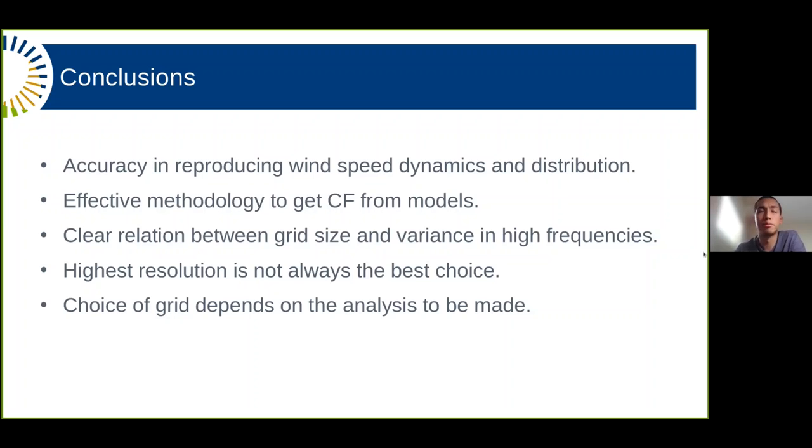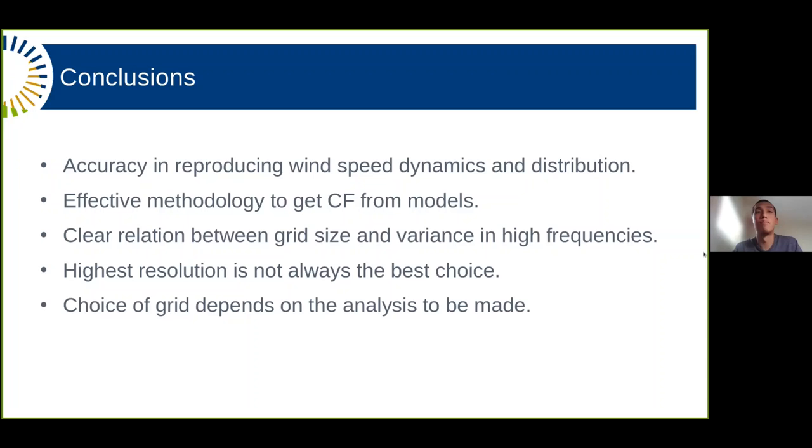So also, we get from the table that I presented with the mean absolute error and the frequency analysis, we can conclude that the highest resolution is not always the best choice. This is because the 1 kilometer grid and the 3 kilometer grid perform almost equal. So it could not be worthy to run a 1 kilometer grid when a 3 kilometer grid can give similar information with less computing time.